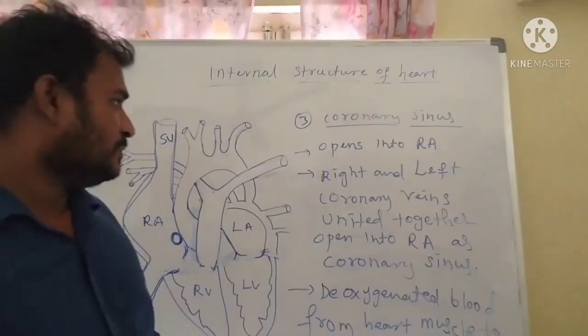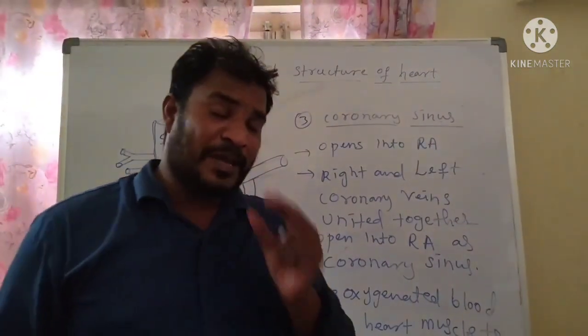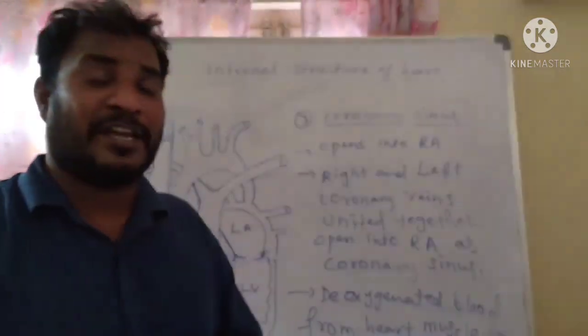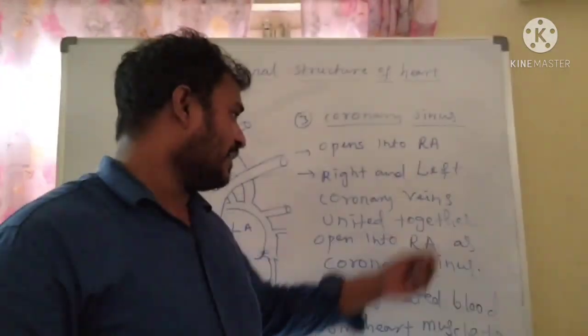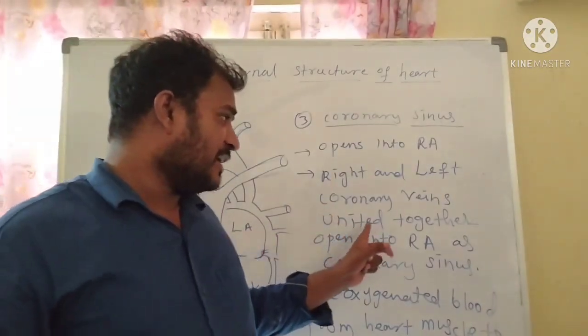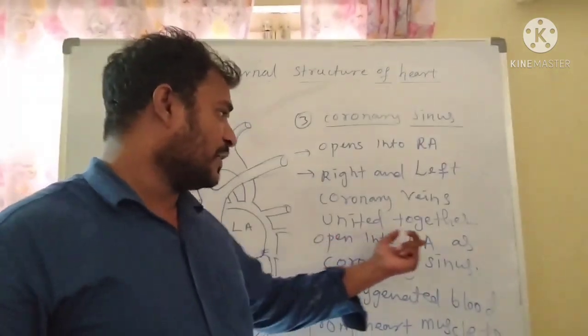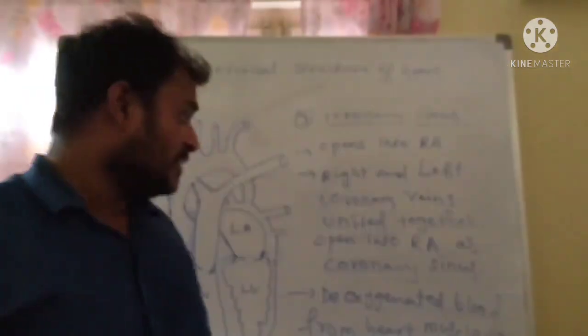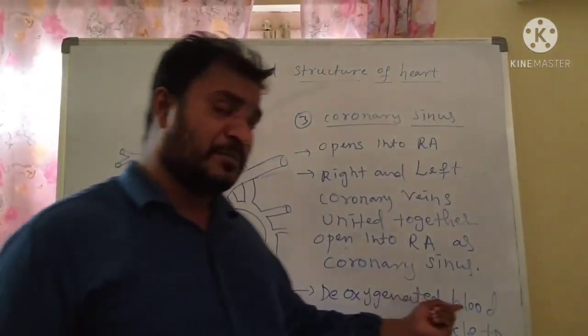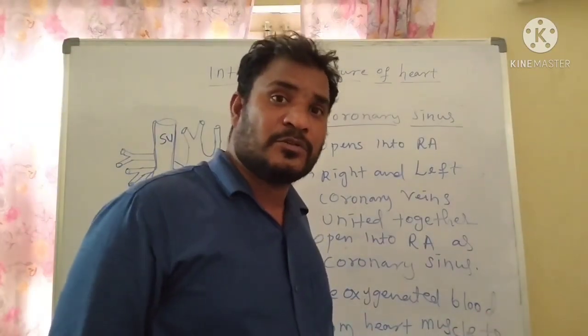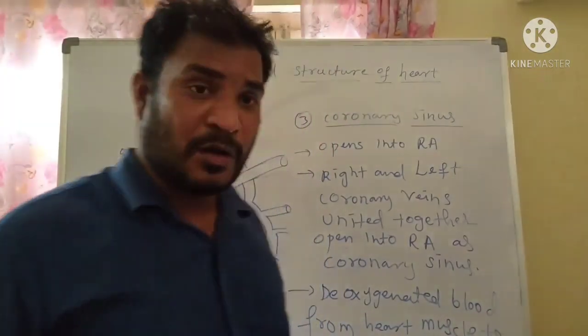Coronary sinus: there are two coronary veins present inside the heart muscles, the right and left coronary veins. These right and left coronary veins are united together. They open into the right auricle as the coronary sinus. That means the coronary sinus opens into the right auricle. This coronary sinus brings the deoxygenated blood from the heart muscle to the right auricle.